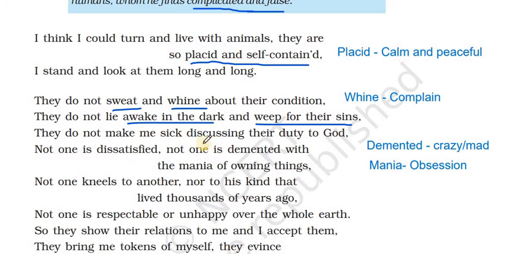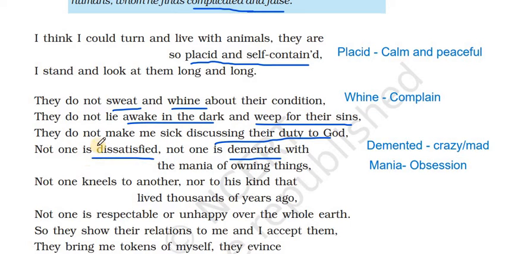They do not make me sick discussing their duty to God. So he says humans keep discussing their duty to God, and he doesn't really like it. He says animals don't do that. They don't discuss the duty that they have to do to God. Not one is dissatisfied. So he says all the animals are satisfied. Not one is demented with the mania of owning things. Demented refers to being crazy. Mania refers to the obsession one has about owning things. So he says animals don't have the obsession of owning things. It's only the people who are not satisfied.